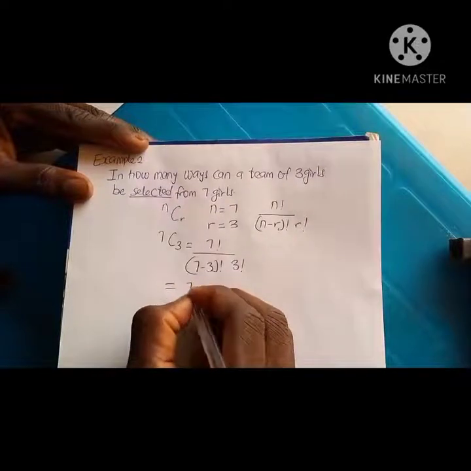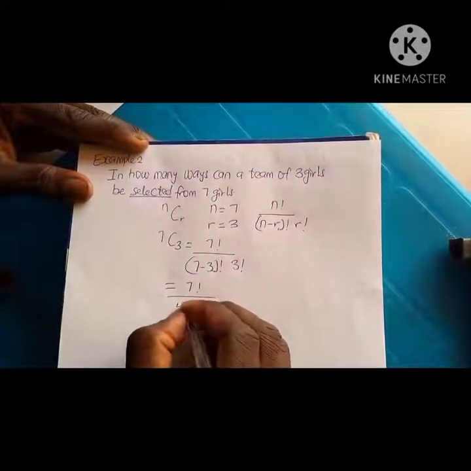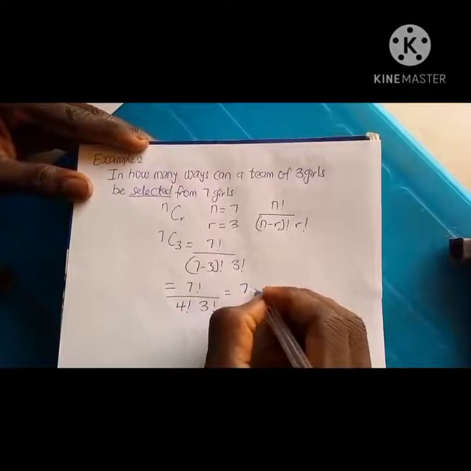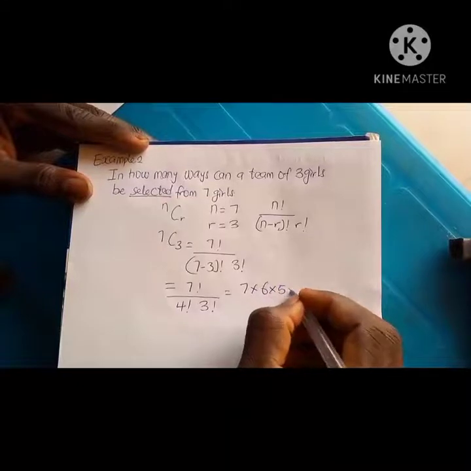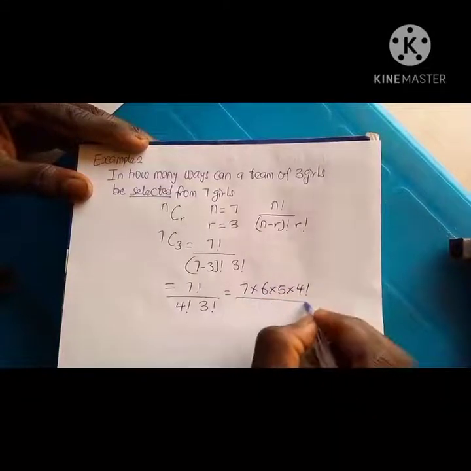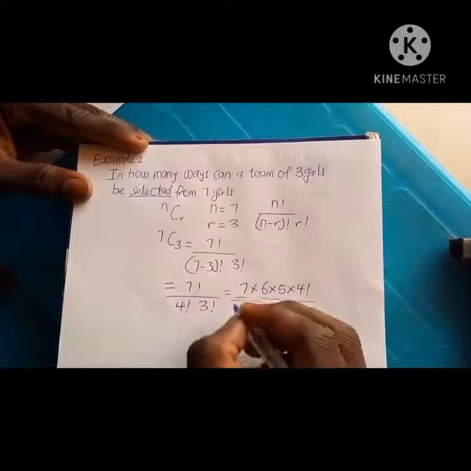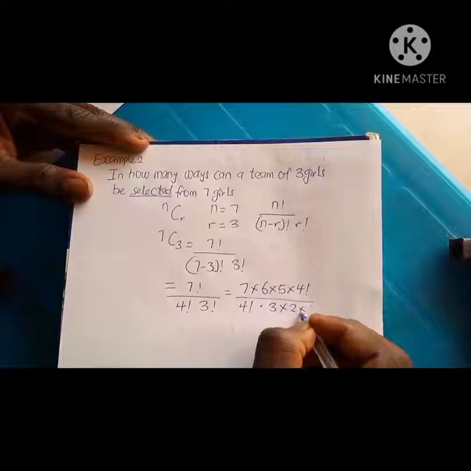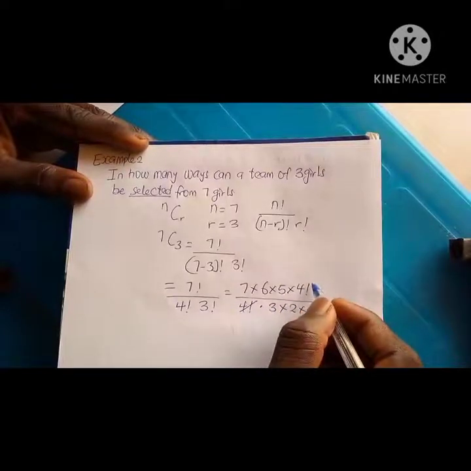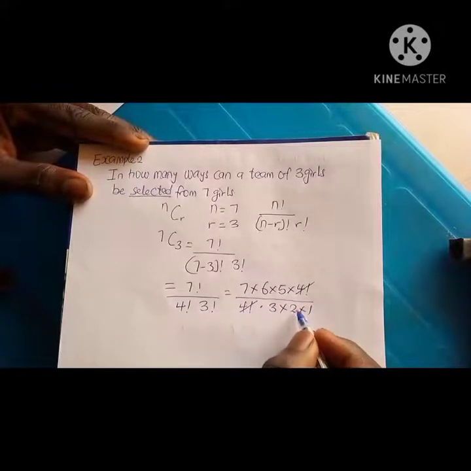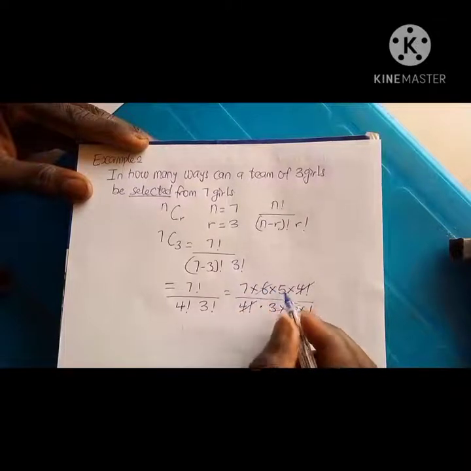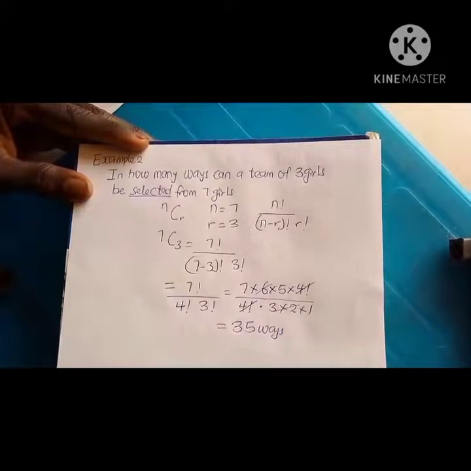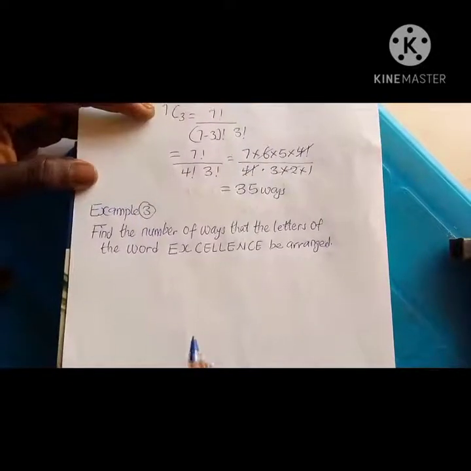Here we now have 7 factorial divided by 4 factorial, then 3 factorial, which is equal to 7 multiplied by 6 multiplied by 5 multiplied by 4 factorial, divided by 4 factorial, then 3 multiplied by 2 multiplied by 1. The 4 factorial cancels, and 3 times 2 is 6, so 6 will cancel 6. Then 7 times 5 will be 35 ways.